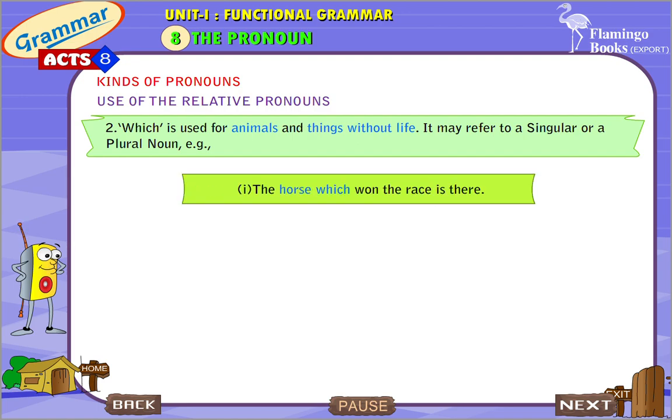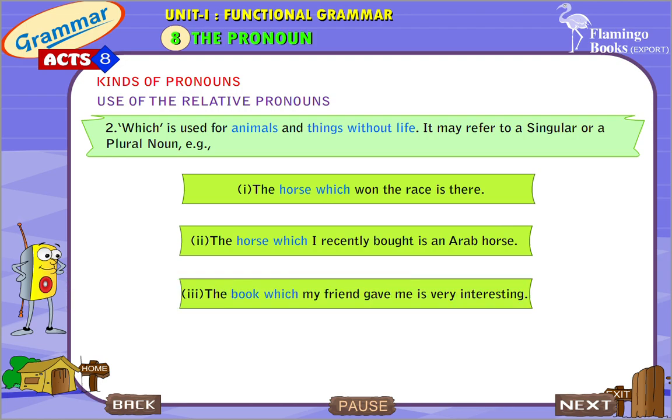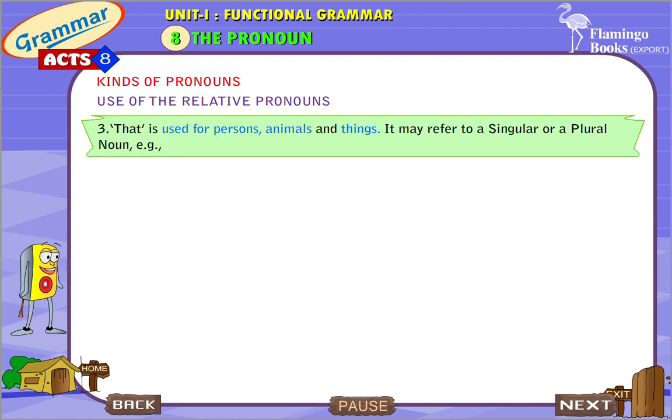Example, the horse which won the race is there. The horse which I recently bought is an Arab horse. The book which my friend gave me is very interesting. That is used for persons, animals, and things. It may refer to a singular or a plural noun.